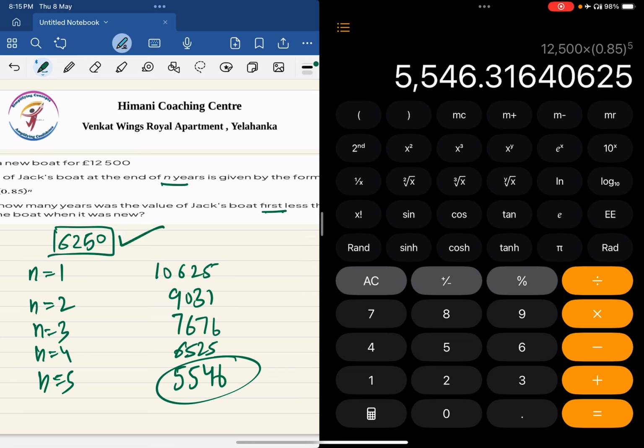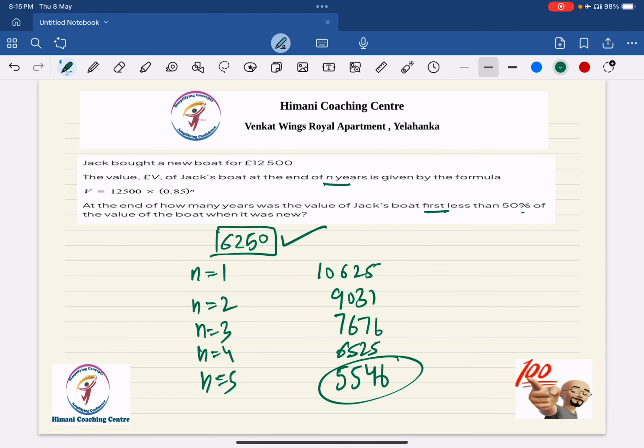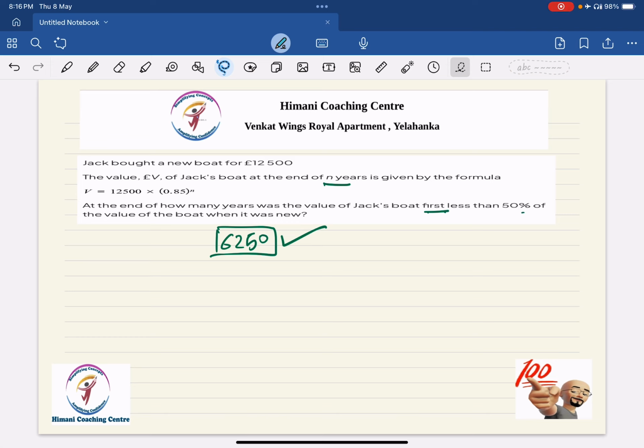Okay, so you can just use this method and get the answer, which is perfectly fine. Now, if you want to learn the other method which has to do with logarithms, I will just teach you that because you might find it a bit fast. So let us do that.